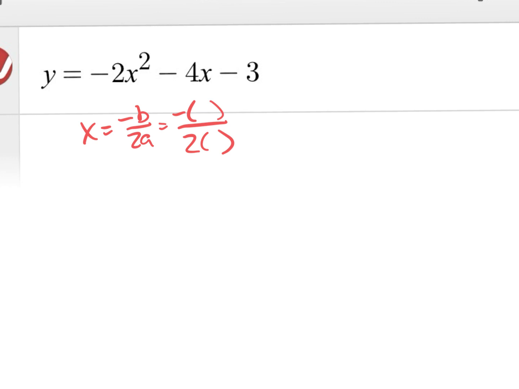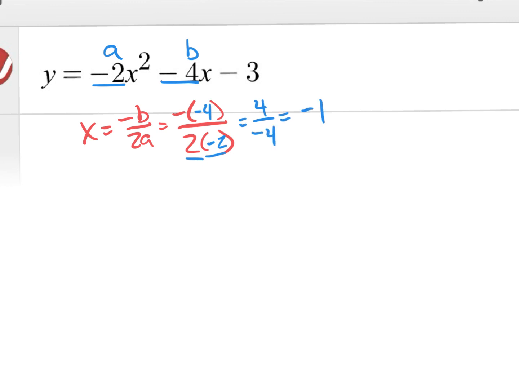Once you have it like that, identify the b. The b is negative 4, the a is negative 2. Plug in the -4 up on top, plug in the -2 on the bottom, and then do the math. What is a minus minus? It changes to a plus plus. You have a +4 up on top. On the bottom, you have 2 times -2. That's a -4.